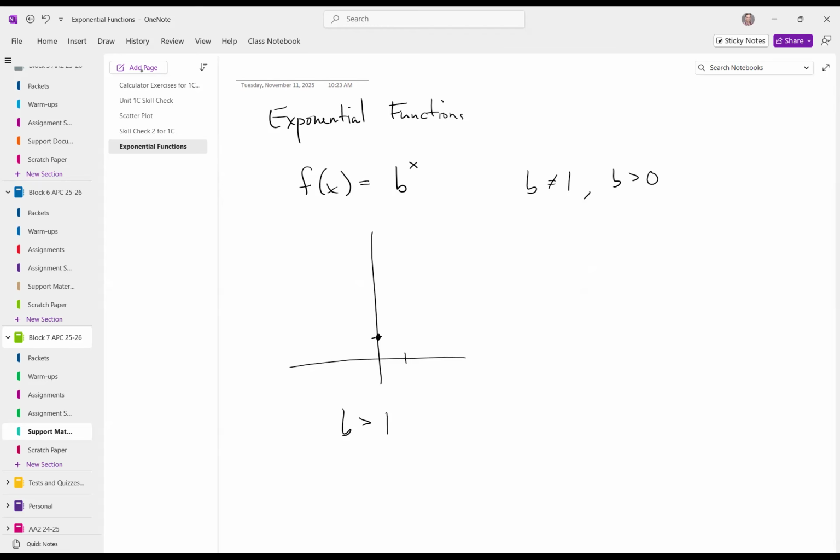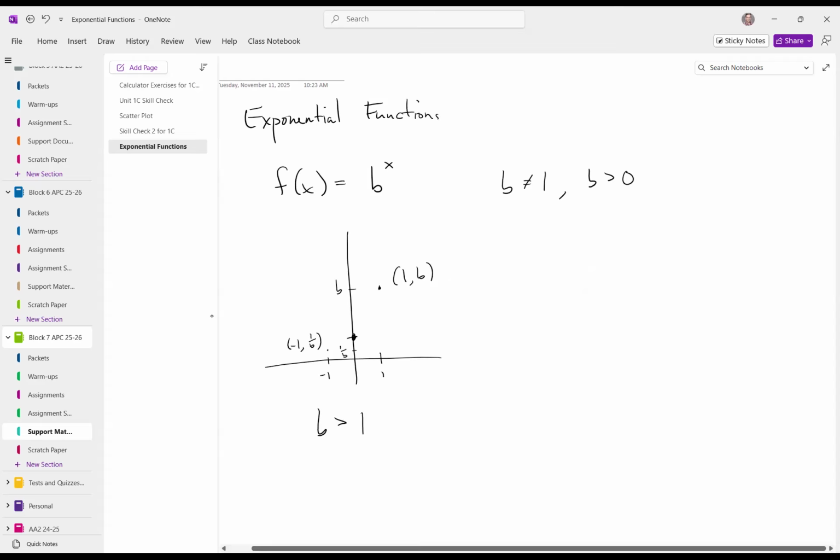In this case, it's greater than 1, which means I'm just going to put it randomly up here. Now, I have no idea what my scale is here, so I'm just going to say that this is 1, comma b. And if I plug in a -1, I hope it makes sense that b to the -1 will give me a value that is 1 over b, which is between 0 and 1. Does that make sense? If b is greater than 1 and then you take the reciprocal of it, it's going to give you a number that's less than 1. Specifically 1 over b. So I'll put that over here, -1, comma 1 over b. I'm not going to put the coordinates on that other one.